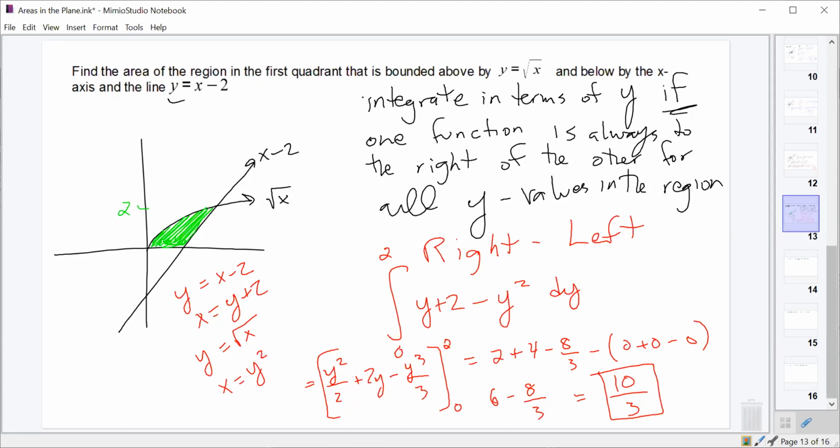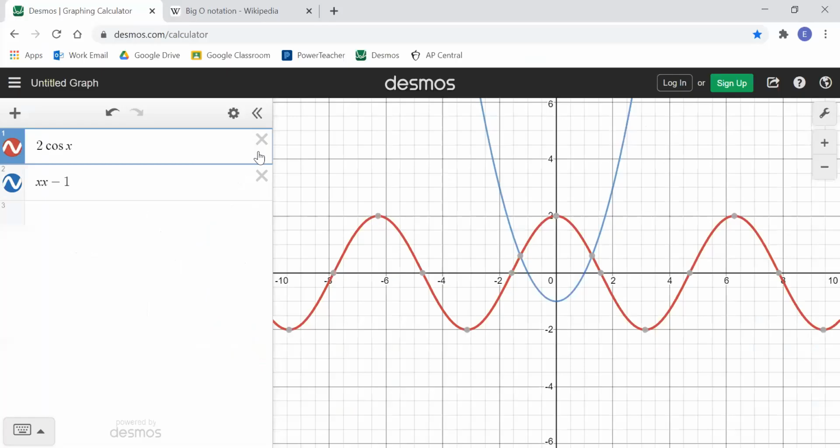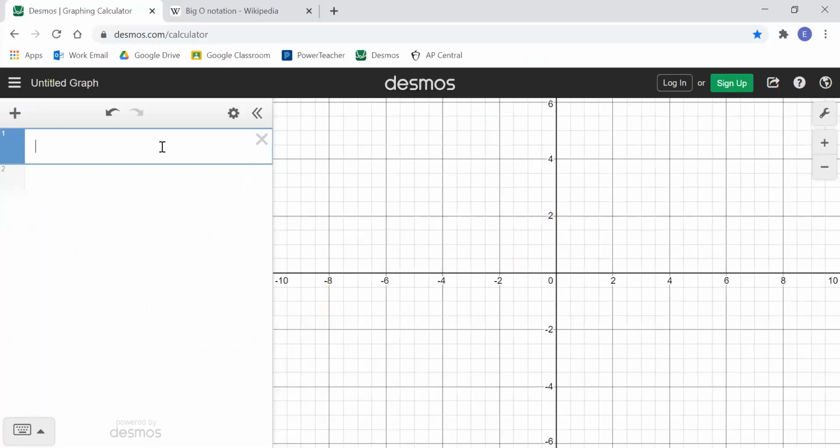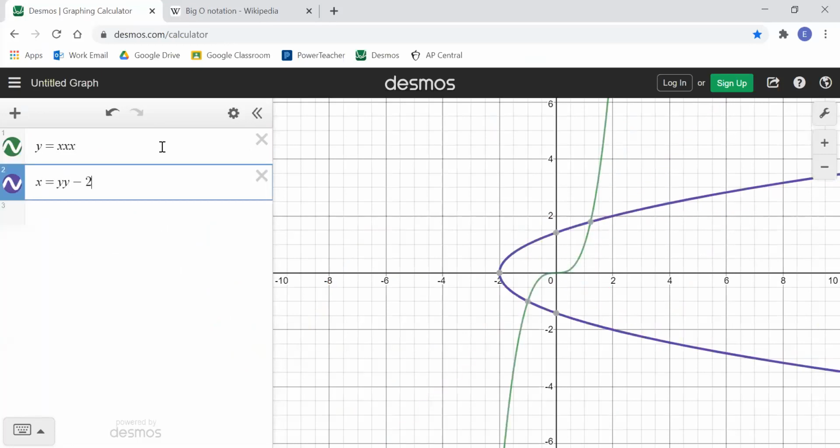All right. I think that's enough for this problem. We could do it some other ways if we wanted to, but I think we've probably done enough. So let's take a look at the area of the region enclosed by y equals x cubed and x equals y squared minus 2. So let's graph these. We got y equals x cubed and x equals y squared minus 2.